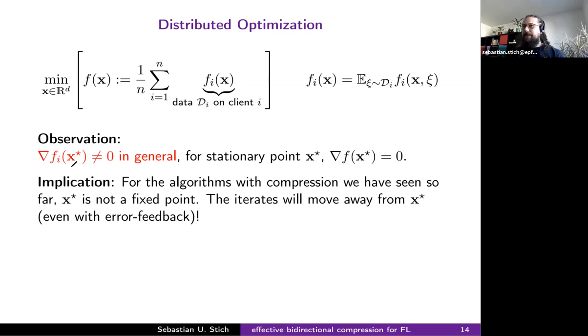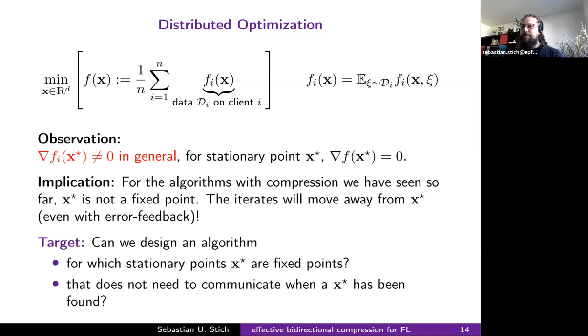In particular, the two algorithms I mentioned before, just applying compression or applying compression with error feedback, it somehow turns out that x star is not really a stationary point. So if we would start the algorithm at an optimal solution, we would still slightly move away from this solution. So this sounds like a bit of a strange property that we maybe want to avoid.